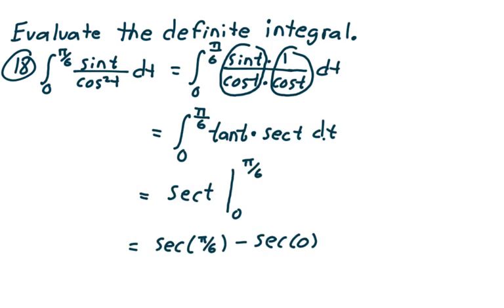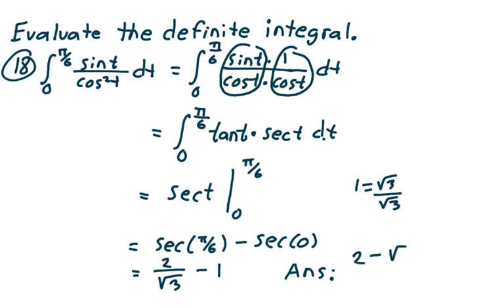So we come back here. This is 2 over square root of 3 minus 1. And remember, 1 is square root of 3 over square root of 3, right? And so the final answer here is 2 minus the square root of 3 divided by square root of 3. No decimal approximations. We need exact answers. And that'll conclude this video for the Exam 4 review, and we worked problems 11 through 18. Okay, thank you.